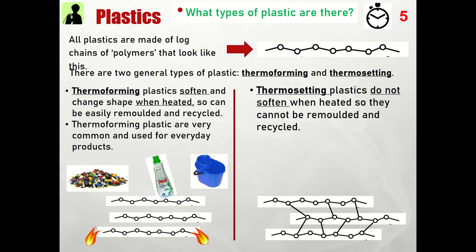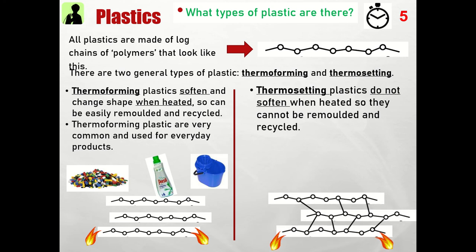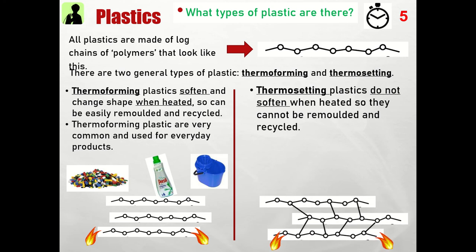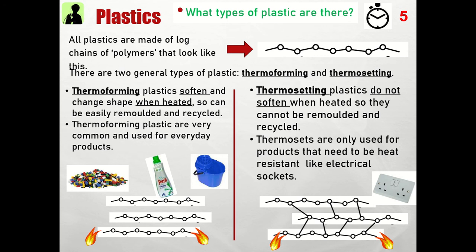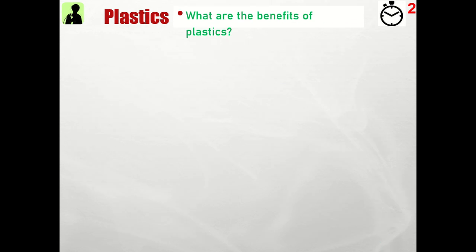The other type of plastic is thermoset. Now this does not soften when heated. So if I apply heat, the chains don't break apart. That means it can't be remolded or recycled. And the big advantage with that is it's good for things like electrical sockets, because you don't want them to melt, do you, if they get hot. Okay, so you're going to make notes on that.